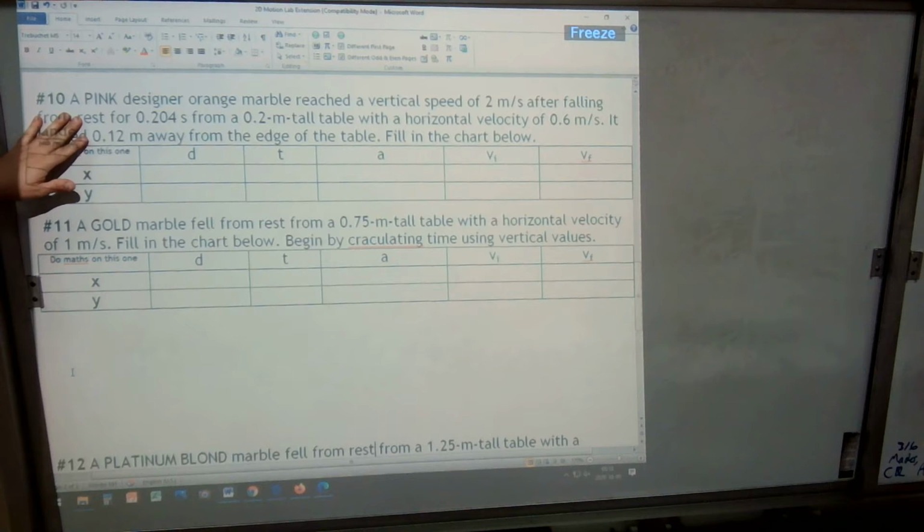So, alright, we have a pink designer orange marble. It's in theme for Pink Day. Are y'all paying attention? Because it's kind of difficult to put this stuff in the right place. I don't know. Y'all can probably do it, but okay.